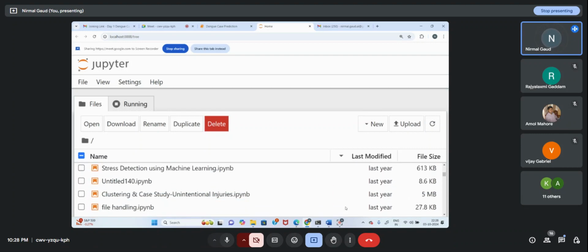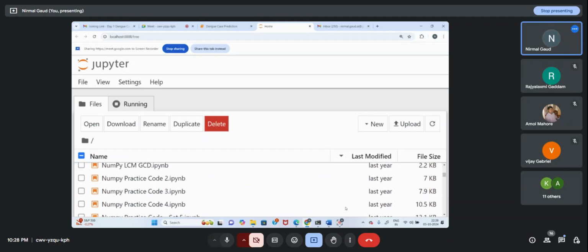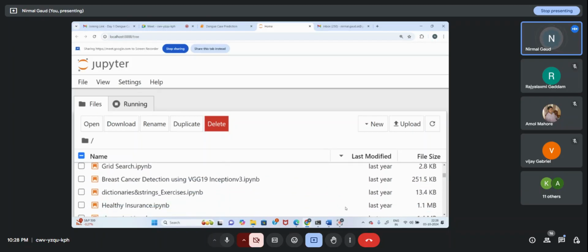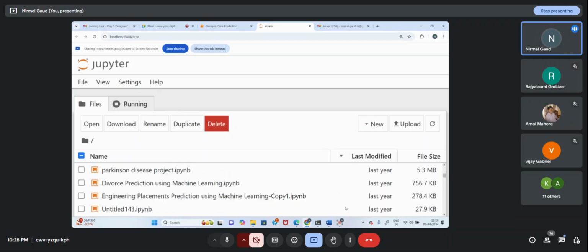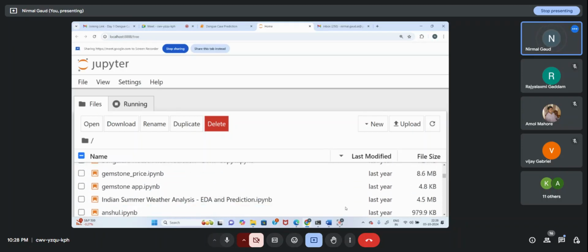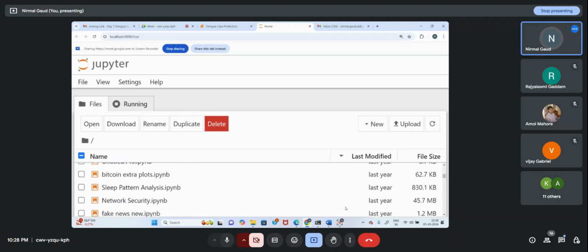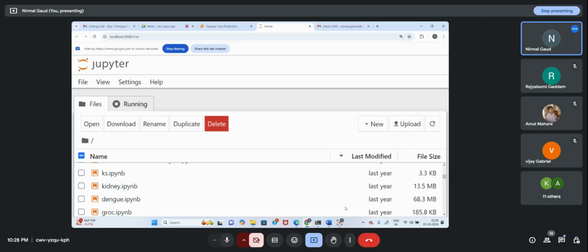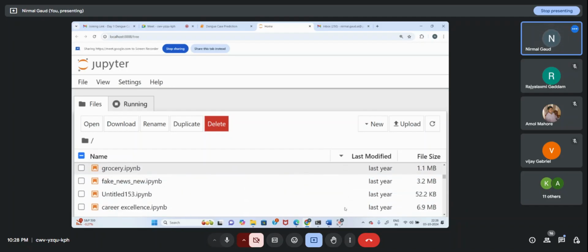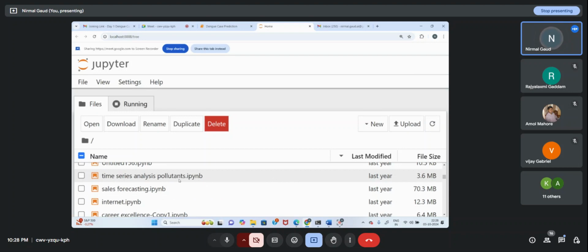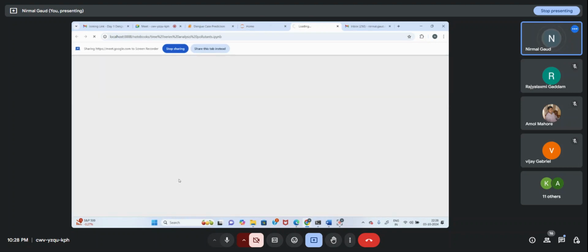Okay, if you come across something like Amazon, please let me know. I'll show you any price prediction, something like that. I have a wide variety of projects, a huge database of projects: sleep pattern, time series analysis of pollutants. Okay, let me check this. What kind of project is it?